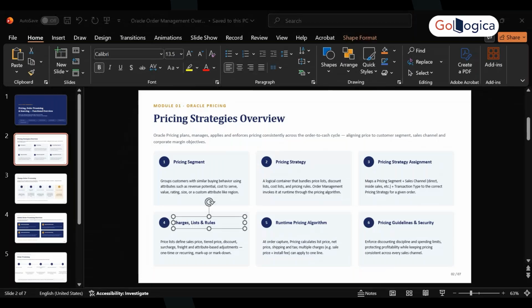So today we will go by Oracle pricing. In this module, we are going to understand Oracle pricing, which is one of the most important components of Oracle Fusion Order Management.